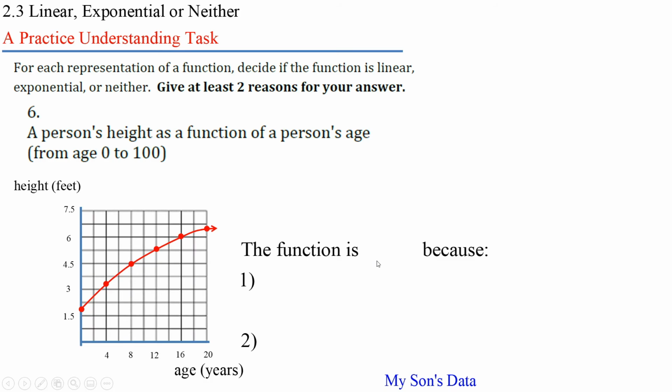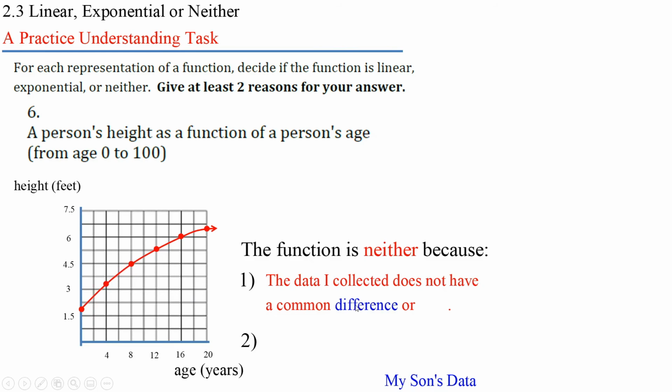So I'm going to say this is neither, because the data I collected does not have a common... well, think about this. Am I adding the same number to my y value every time? No, I am not. If I was, that would be a perfectly straight line. So there's no common difference or a common ratio.